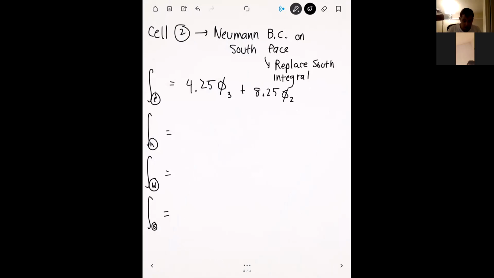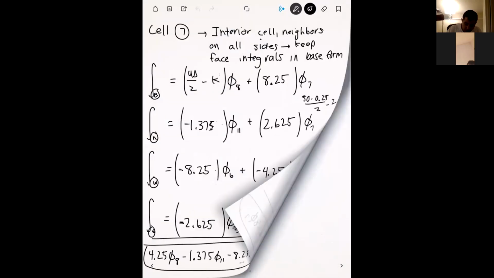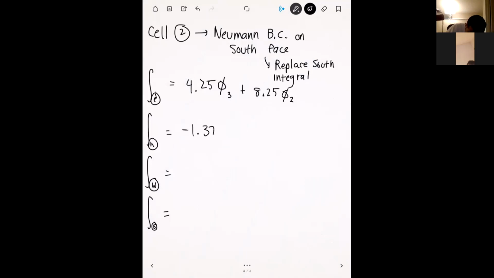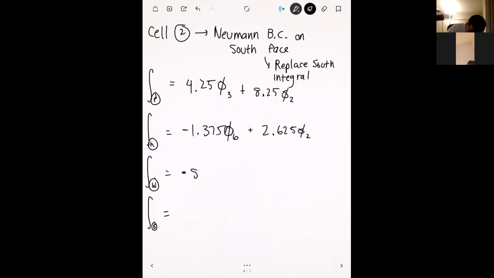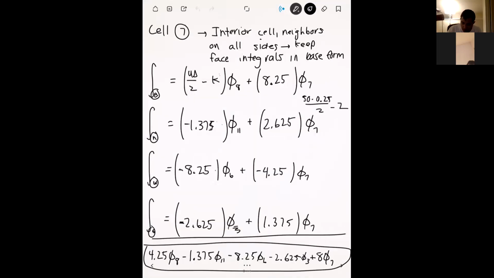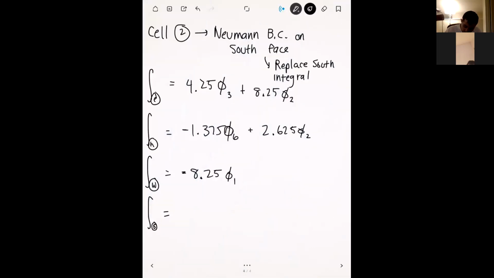Then we go to the north integral. The first coefficient there is a minus 1.375, times the north neighbor for cell 2, which should be cell 6. Plus the same coefficient for phi c, which is 2.625, phi 2. For the west integral, we have a minus 8.25 times the west neighbor. The west neighbor for cell 2 is cell 1. Plus, or minus, I should say, minus 4.25 phi sub 2.